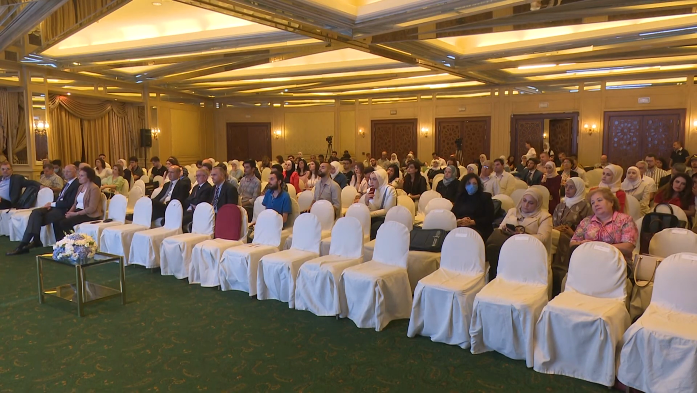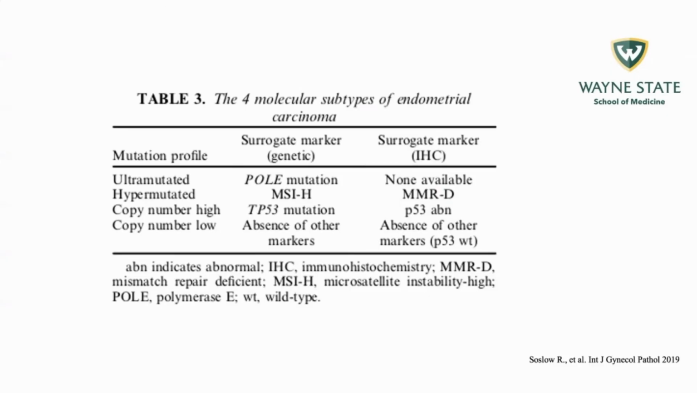Next, P53 mutation. If you have it, it reflects the copy number high. By immunohistochemistry, P53 aberrant reflects the same, copy number high. The absence of the other markers from the genetic testing reflects the copy number low. If you have absence of other markers, like p53 wild type, it reflects the copy number low.